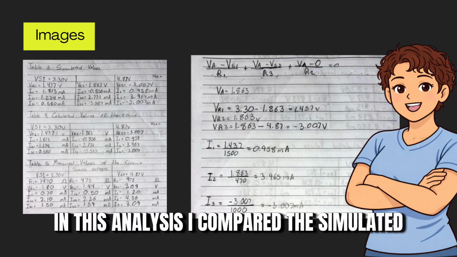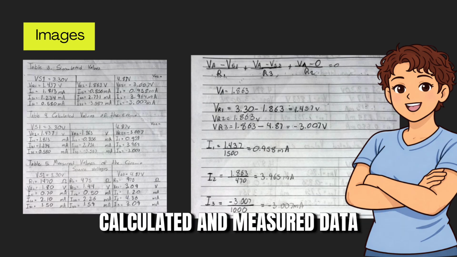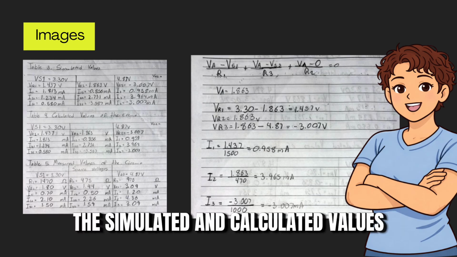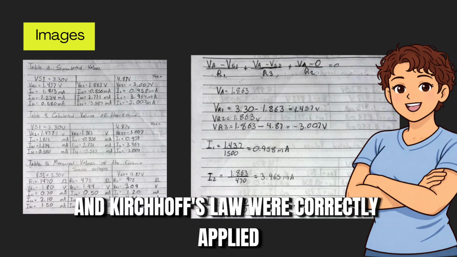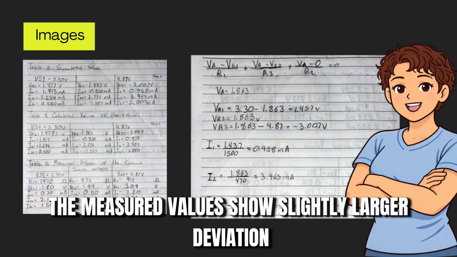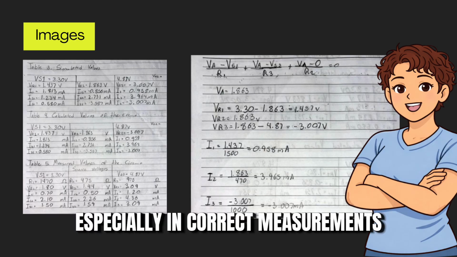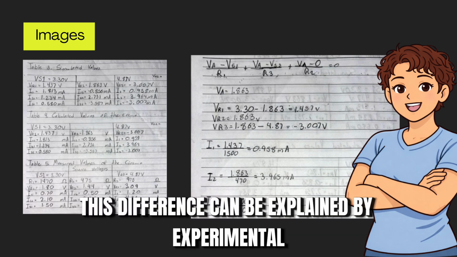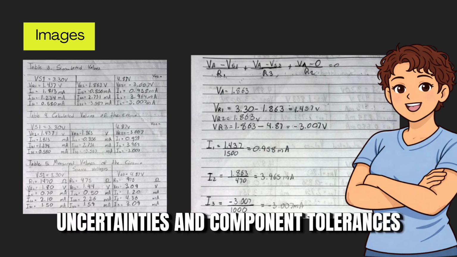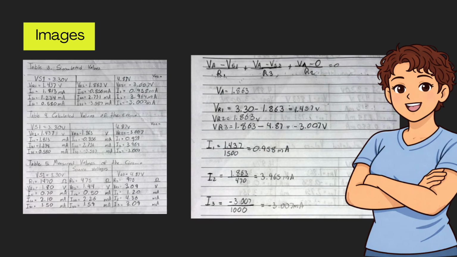In this analysis, I compared the simulated, calculated, and measured data. The simulated and calculated values show strong agreement, which supports that the nodal analysis and Kirchhoff's laws were correctly applied. The measured values show slightly larger deviation, especially in current measurements, but they remain within an acceptable range. This difference can be explained by experimental uncertainties and component tolerance.